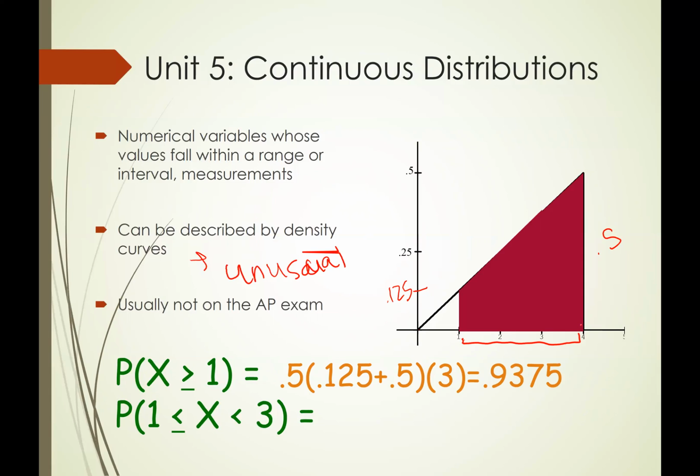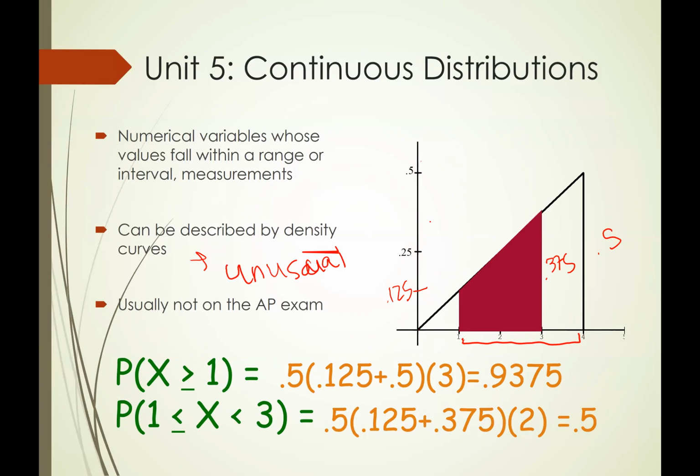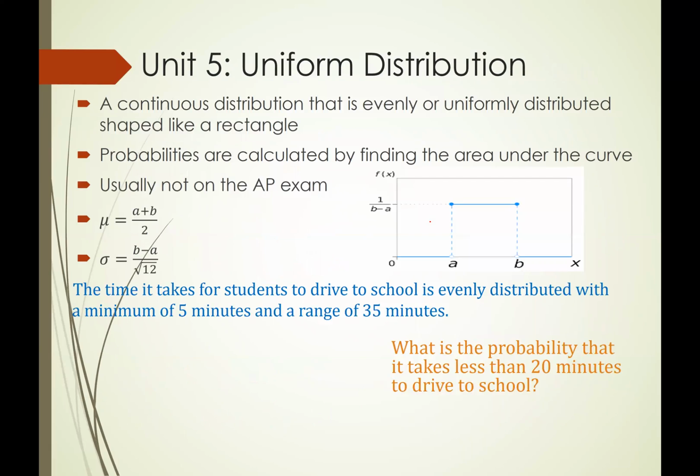Or between 1 and 3. So it's a smaller trapezoid. I need a new height here, which is halfway between 0.25 and 0.5. So this is 0.375. Because 0.25 is at 2, 0.5 is at 4, 3 is halfway between those, so I go halfway between those heights. So good to know. Remember, the whole area adds up to 1. That might come in handy, but probably not on the test.